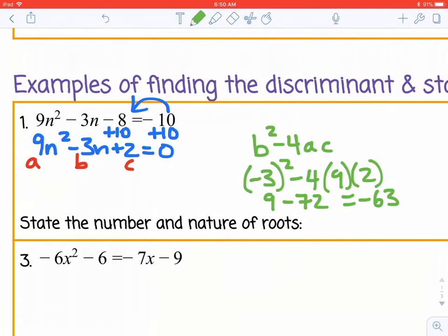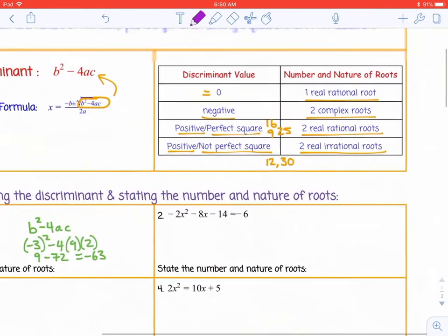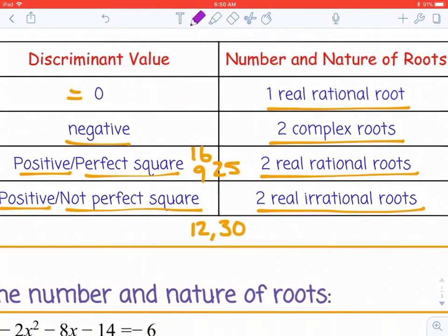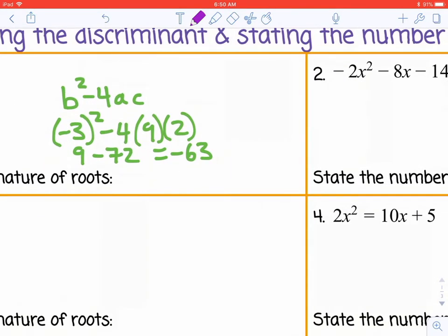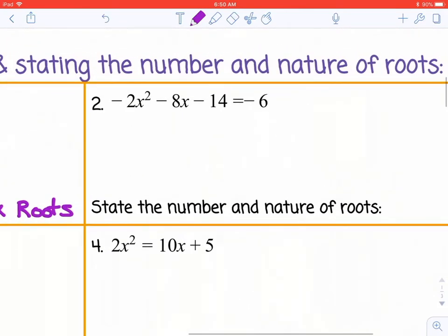But then we need to state the number and nature of the roots. So this is a negative discriminant value. So let's go back to our chart for a minute. Any negative value of our discriminant means we will have 2, so that's the number of our roots, and then they are complex roots. So we will have 2, and they will be complex roots.